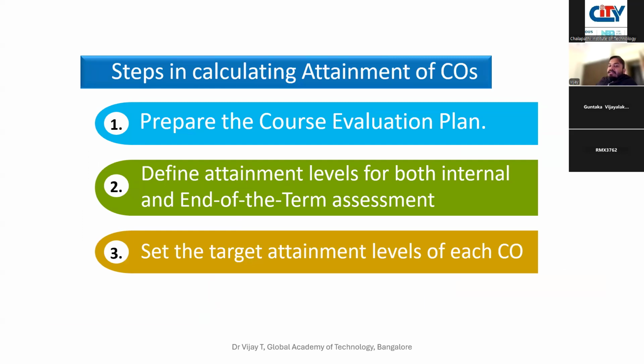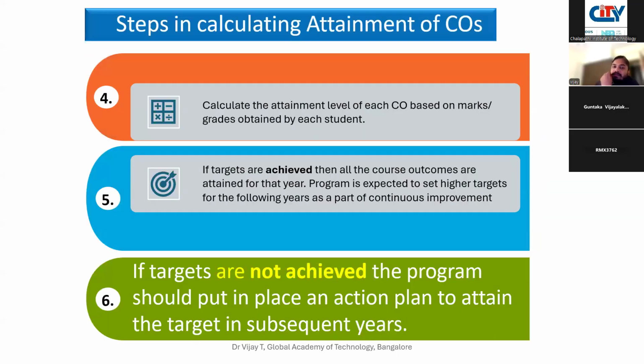when you make the course plan at the start of the semester, you have to think on it. If you are giving an equal amount of hours to each of the COs, then an equal amount of marks in the internal and external examination has to be asked for each of these COs as well. If not, you can vary the amount of mapping, marking, and target for each of the COs. Then once that is done, calculate the attainment level for each CO based on marks and grades obtained. If the targets are achieved, then all the course outcomes are attained for that year. The program is expected to set higher targets for the following years as a part of continuous improvement.